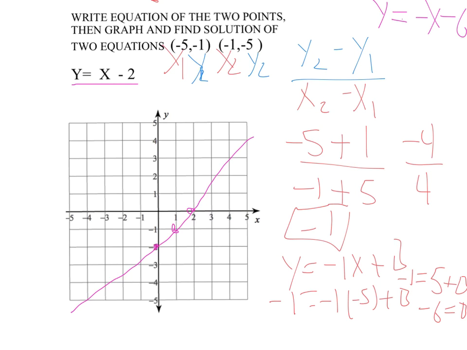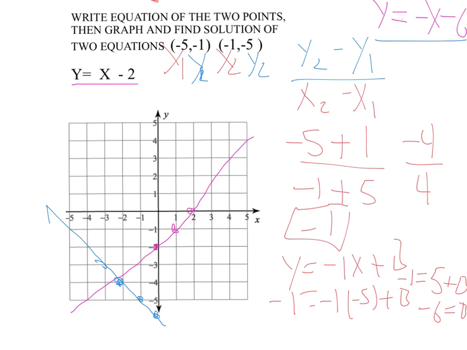And then our second equation over here to the top right is y equals negative x minus 6. So we're going to go down 6. And then we're going to go up 1 over 1 to the left because it's a negative slope. Up 1 over 1 to the left. Up 1 over 1 to the left.